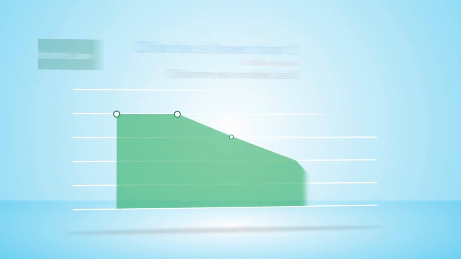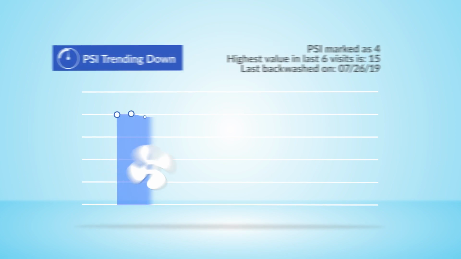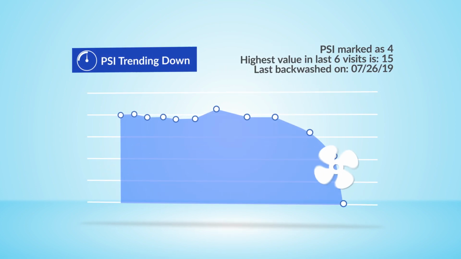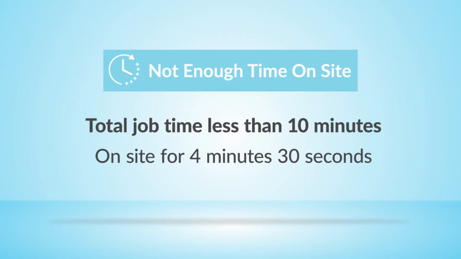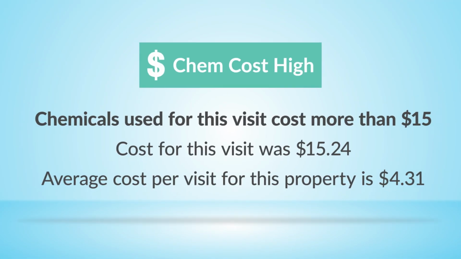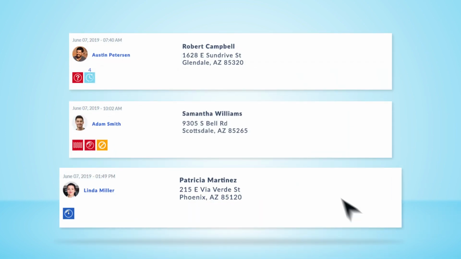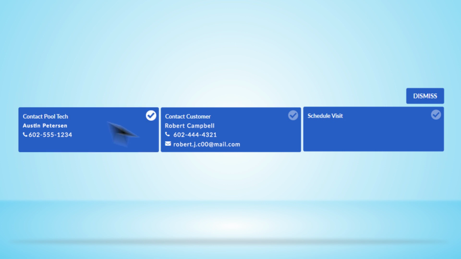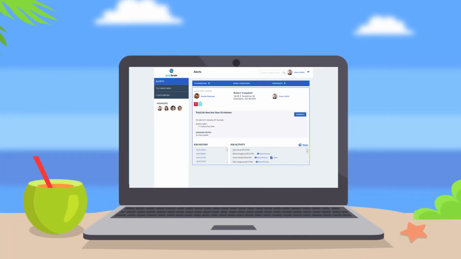If any chemical is dangerously out of balance, you'll know. If the pool is leaking or the pump impeller is clogging, you'll know. If the technician started late, didn't spend enough time on site, or used too much chemical, you'll know that too. Alerts are organized so you can easily investigate, choose an action to resolve the issue, and dismiss the alert. Right from your air-conditioned office, or anywhere you want to be.